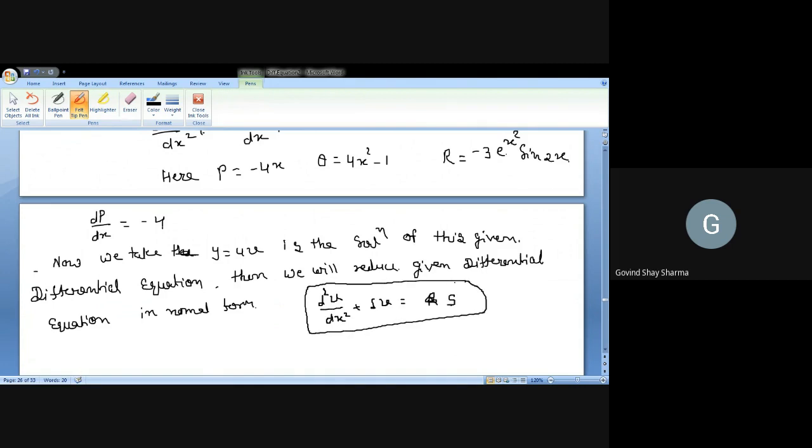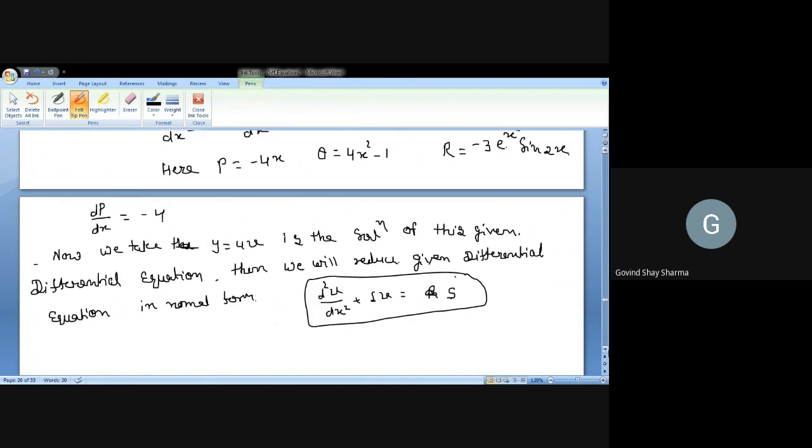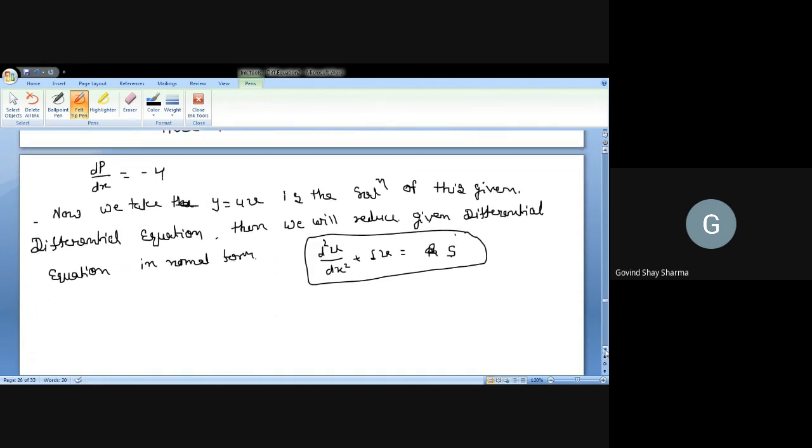This is called normal form, where we know I is equal to q minus half dp upon dx minus 1 by 4 p square, and S is equal to r e to power half integration p dx. Okay. First we find out u.